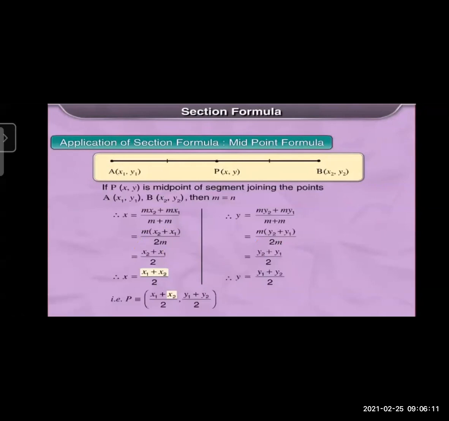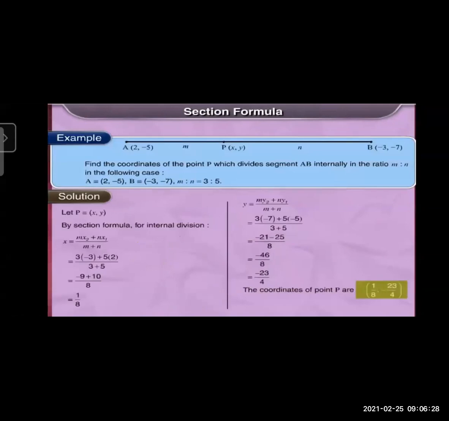So if any point is the midpoint of the line segment and divides it in equal parts, that means the x coordinate is x1 plus x2 divided by 2 and the y coordinate is y1 plus y2 divided by 2. So let's do one example based on this formula.